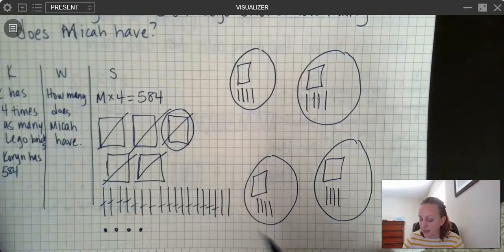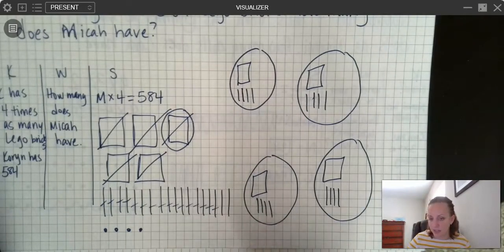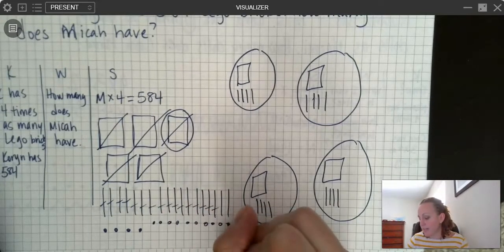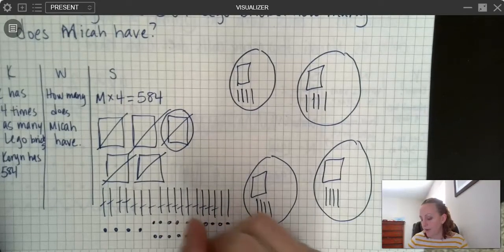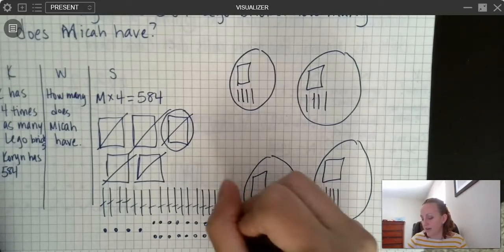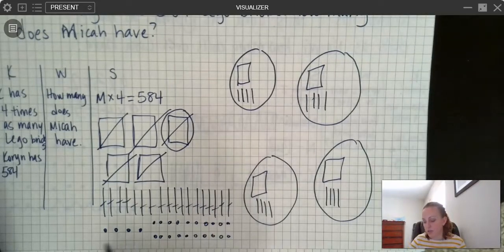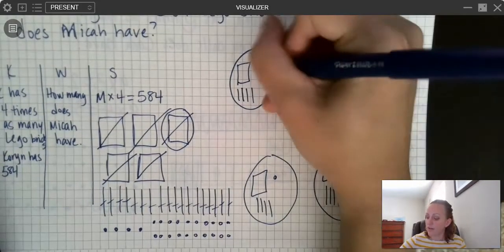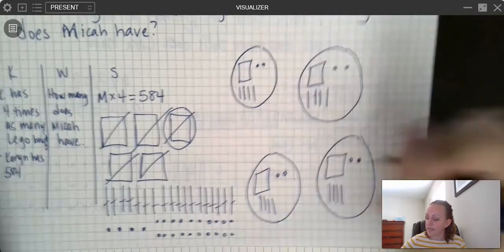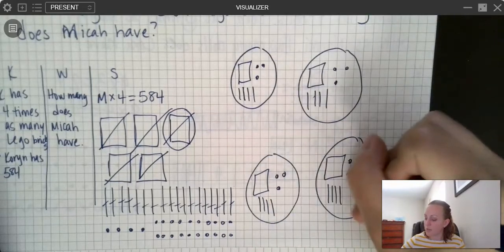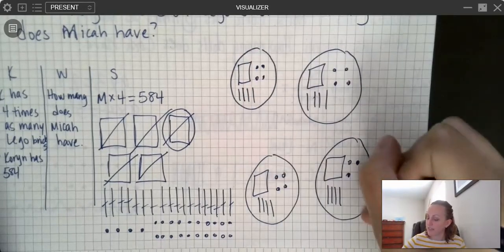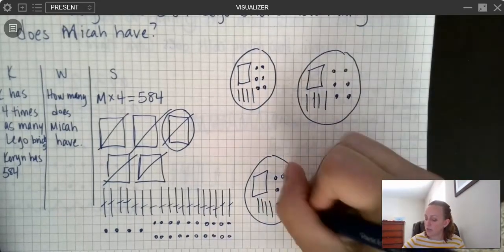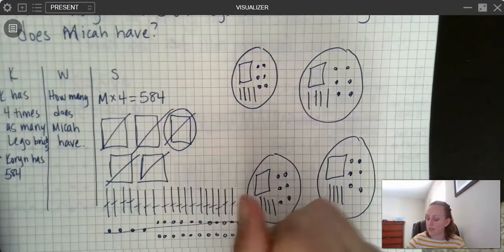I have 2 tens left, and I have to split those into ones. So that's going to make 20 more ones. So 1, 2, 3, 4, 5, 6, 7, 8, 9, 10, and another 10. All right. So now I have 20, 21, 22, 23, 24 ones, and I'm going to distribute those. Got all those ones taken care of.